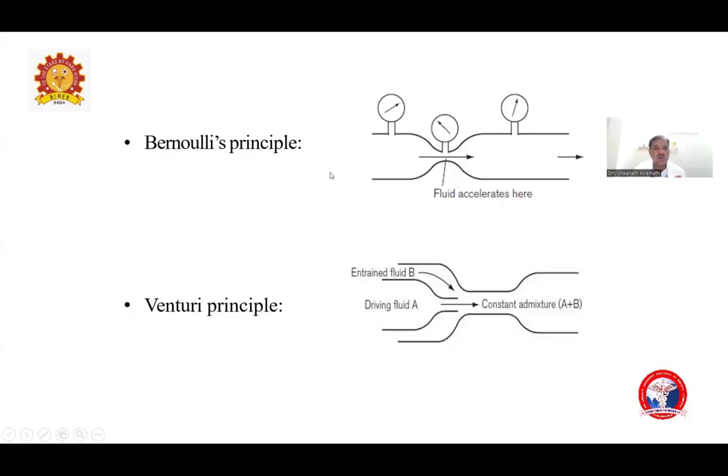Venturi mask uses the Bernoulli principle. Whenever gas flows through a constricted portion, the pressure will fall and there will be entrainment of gases. As the gas passes through, the pressure falls, so there will be entrainment of the gases.